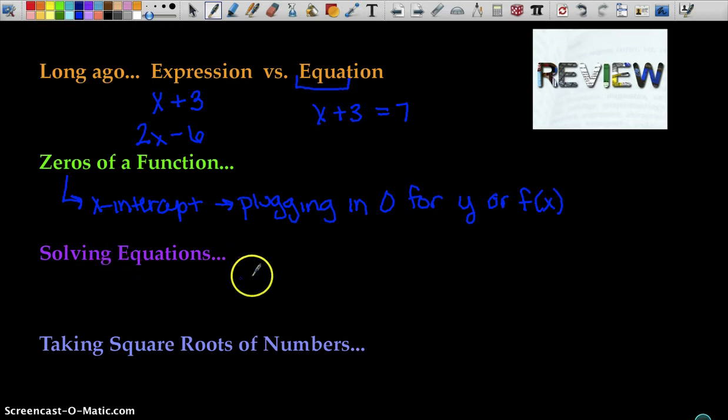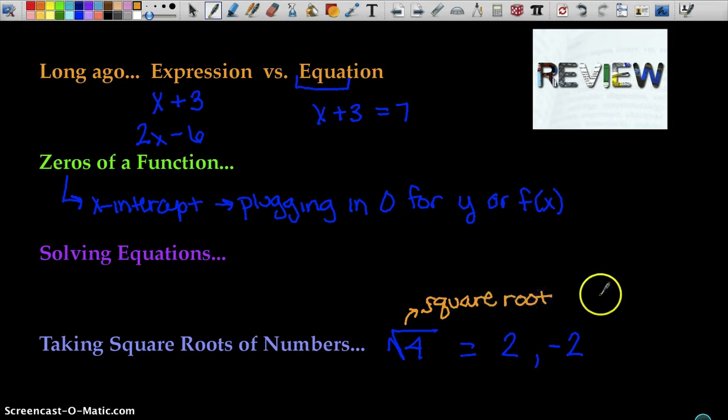Solving equations, just remember how to do that, and then taking square roots of numbers. Remember that if we take a square root of a number, let's say the number 4, while that is the number 2, we can also square -2 and get that answer as well. Please keep in mind that this thing right here is the square root. That's really important because to square a number means multiply by itself, where this means what will give you that number. So this is not a square root, okay?